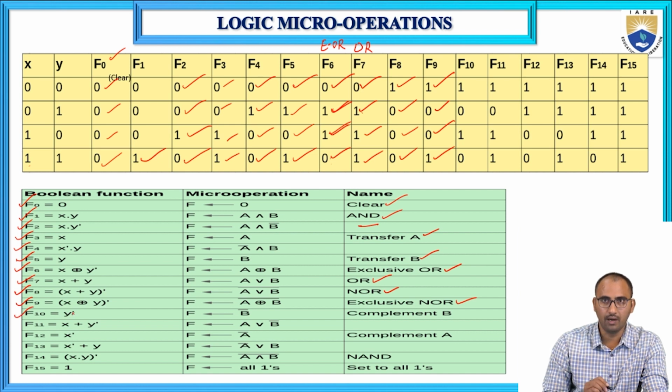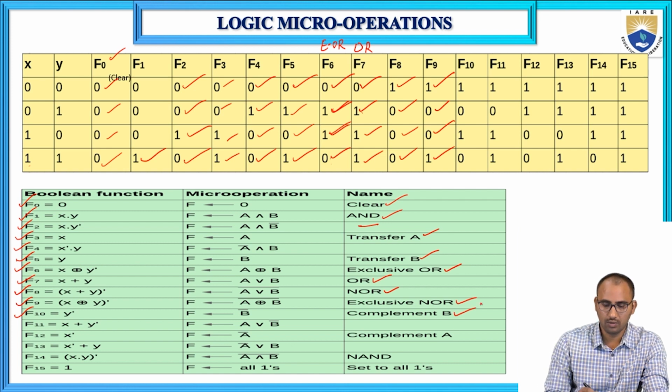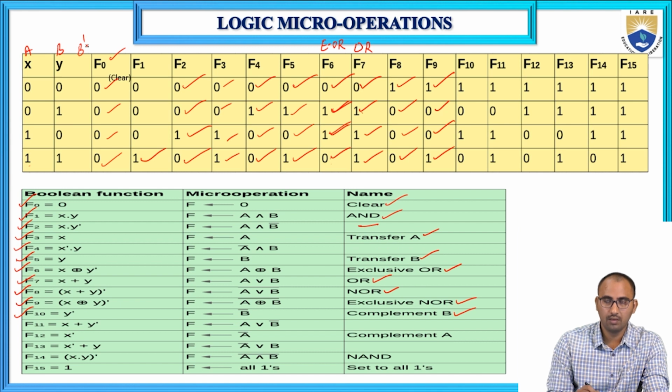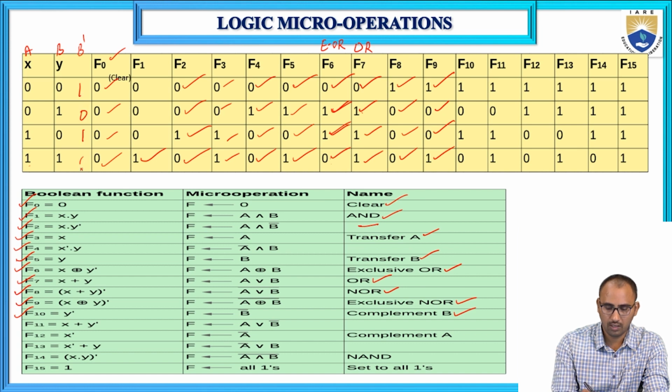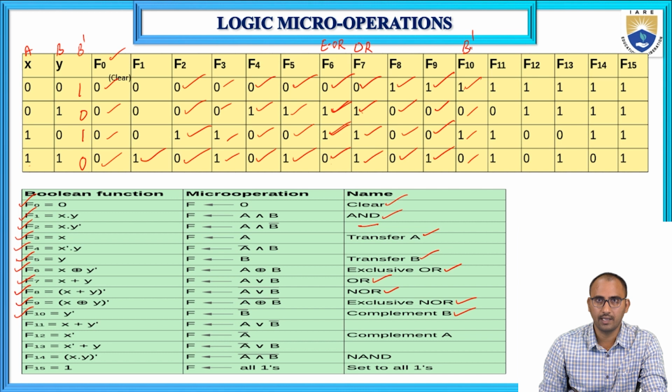F10 is Y bar. That means complementing B. Already here Y is there. So this is A and this is B. What is B bar? B bar means 1, 0, 1, 0. This is B bar, the complement.